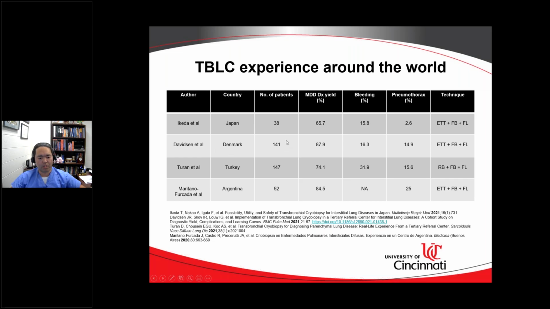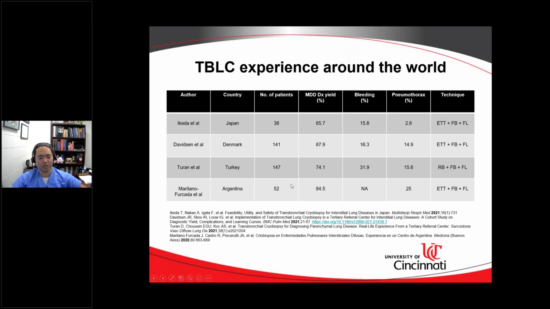Davidson et al. in Denmark had a little bit more robust case series. Their diagnostic yield was a little bit better. The bleeding was about the same, and the pneumothorax rate was in double digits. Again, endotracheal tube, Fogarty balloon, and fluoro. Ran it all from Turkey, similar numbers. The diagnostic yield took a little dip. Bleeding was a little bit higher, depending on how you report bleeding, of course. And then the pneumothorax rate was again like 14 to 15%, but they actually did rigid bronchoscopy instead of flexible bronchoscopy.